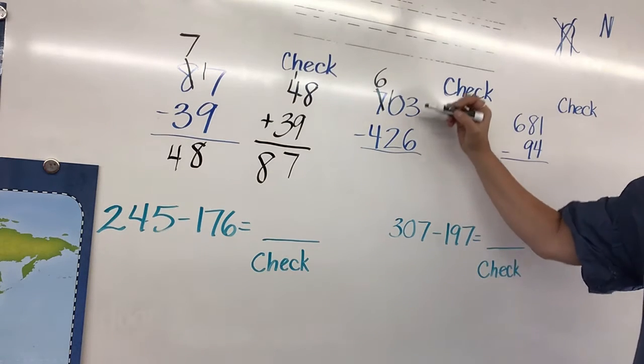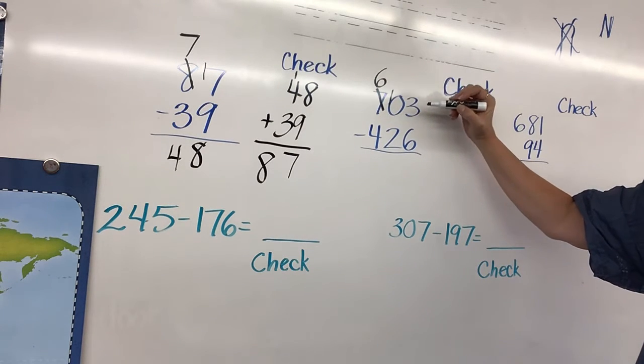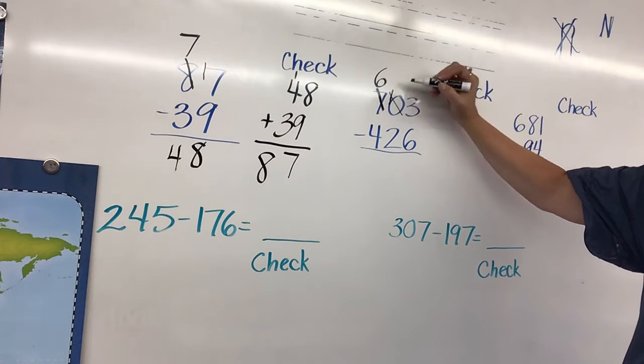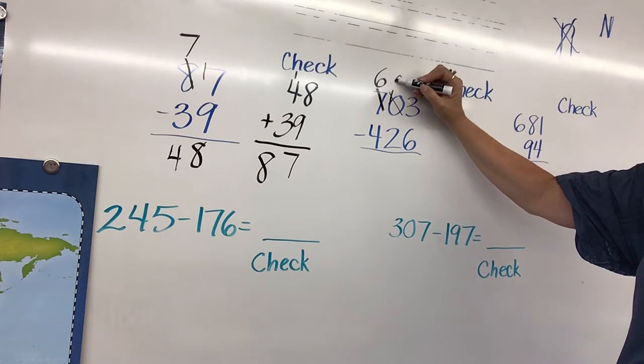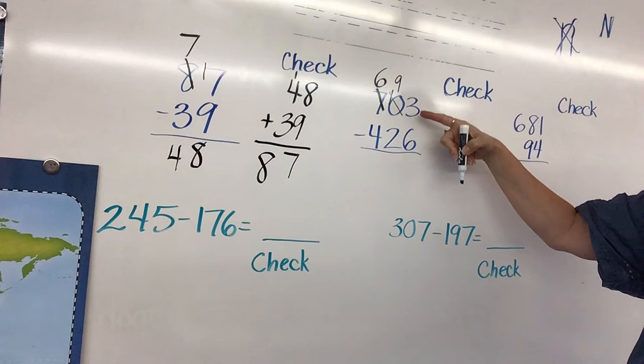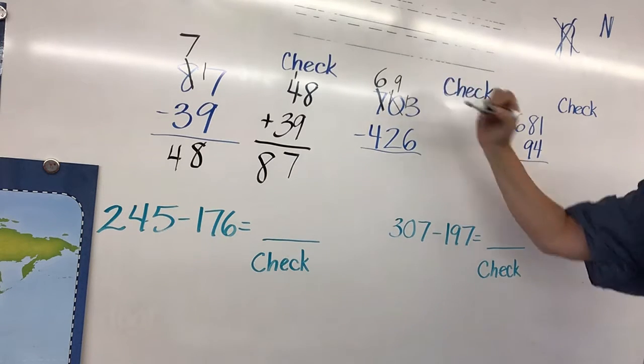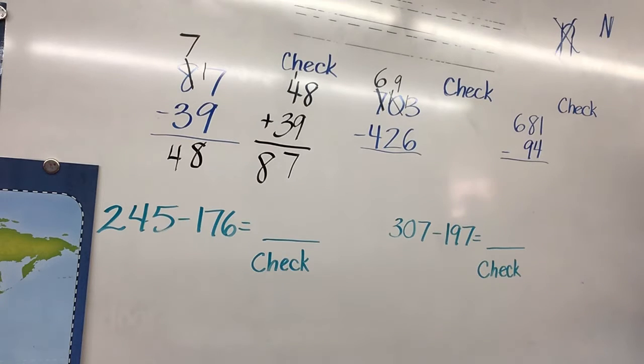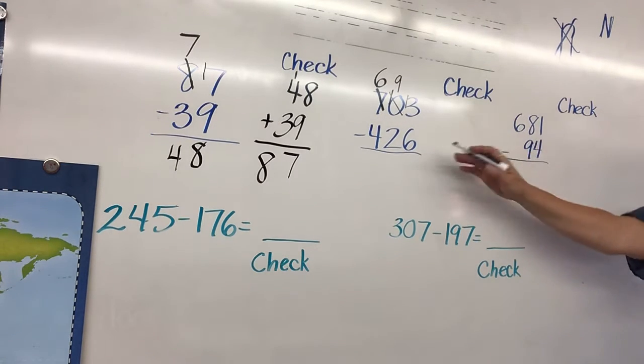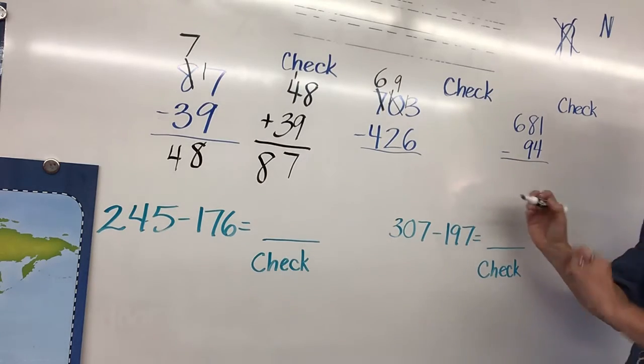All right? Now, can we borrow from 10 tens? Yes. So cross out the 10 tens and make it just be 9 tens and take that 1 ten and change it to ones. 3 ones plus 10 ones is 13. 13 ones. So that 3 now is 13. Now can we subtract? Yes. So 13 minus 6? 7.